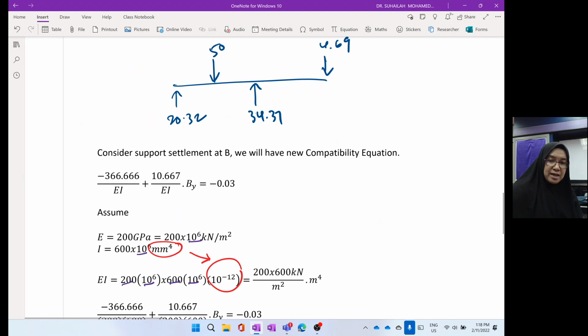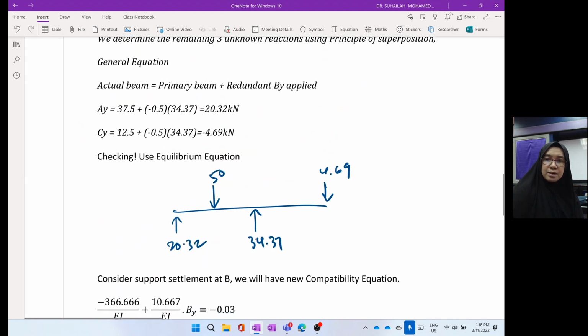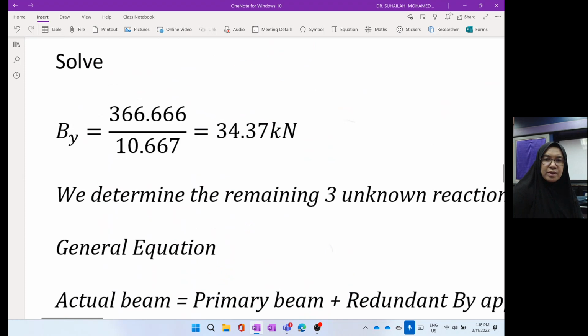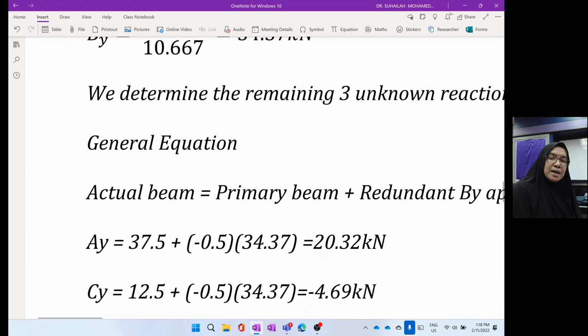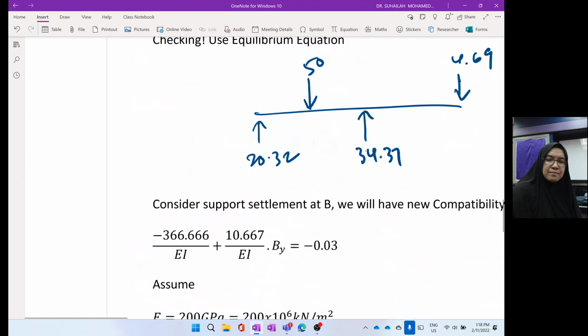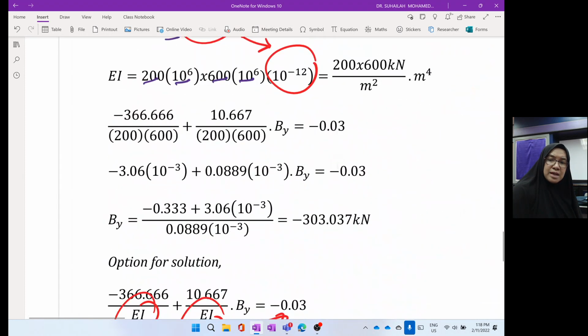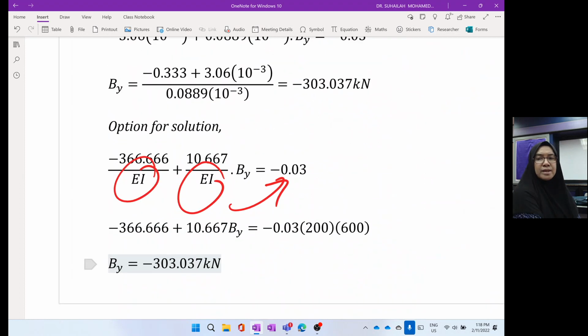Ikut soalan. So yang ni, so kita nampak tak the quite big difference between without settlement, okay? When we have this without settlement, we get 34.37, right? And when we include settlement, dia akan bagi quite much changes. Okay, BY now change to 303.037. Okay, quite much different. So this is due to support settlement.